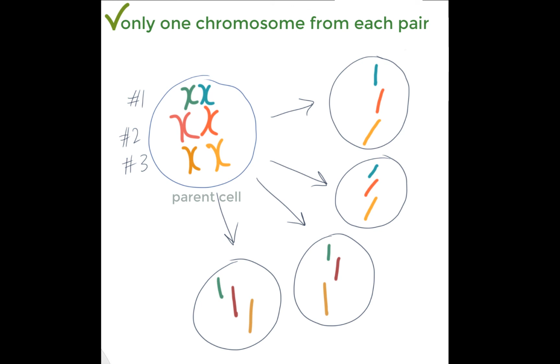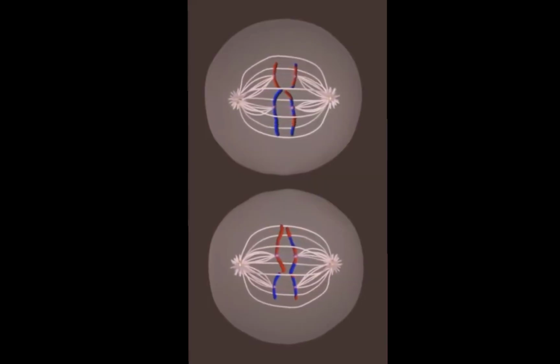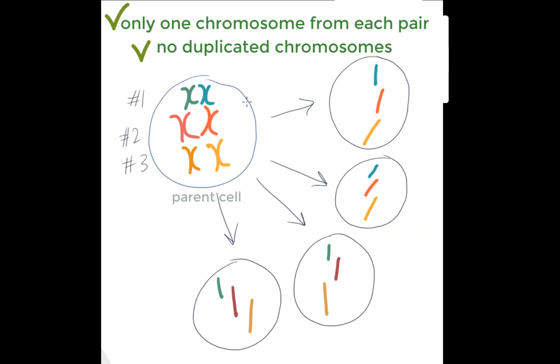And the second rule is no X shapes, because in meiosis 2, we're going to get our chromosomes and pull the chromatids apart, just like we did in mitosis. So yeah, no X shapes either.